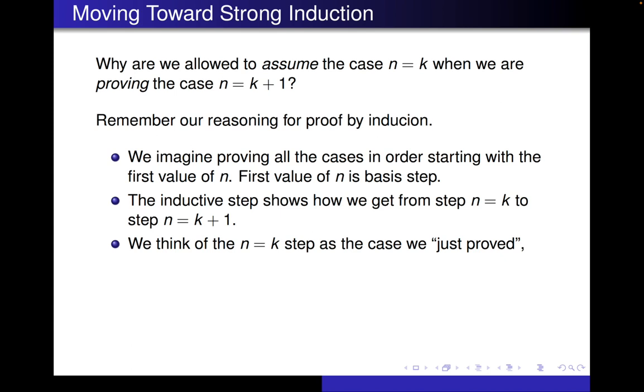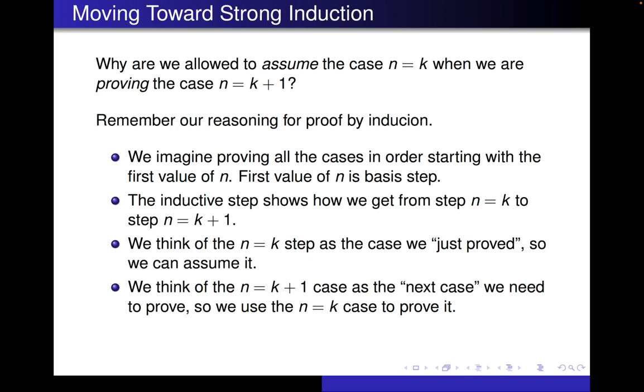So we can think of the n equals k step as the case we just proved, and that means we can assume it. Similarly, we can think of the n equals k plus 1 case as the next case that we're going to prove, so we use the n equals k case to prove it. So we assume the n equals k case because, in principle, that is the step that we just proved. And this demonstrates how every case is proven, how we use each case that we just proved to prove the next one.